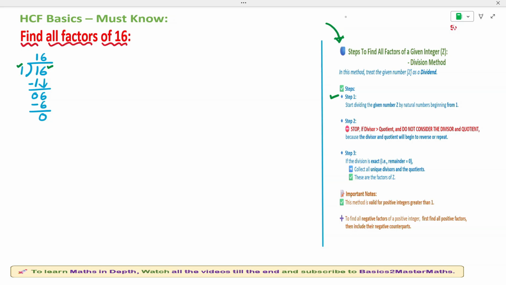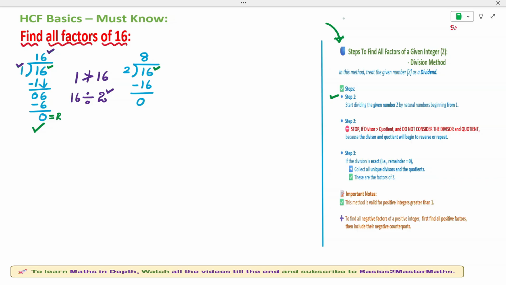When we divide 16 by 1, we get 16 as the quotient and 0 as the remainder. So, this division is exact. In this case, the divisor 1 is not greater than the quotient 16. So, divide 16 by the next natural number 2.